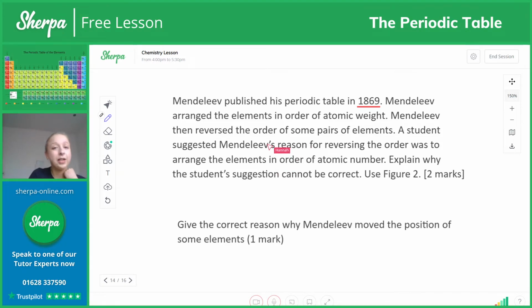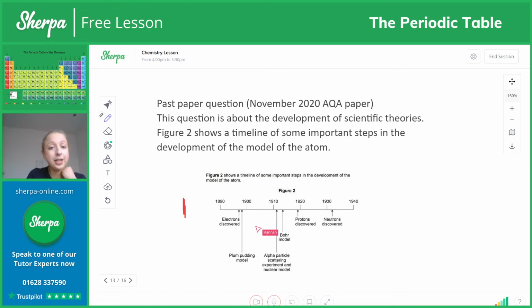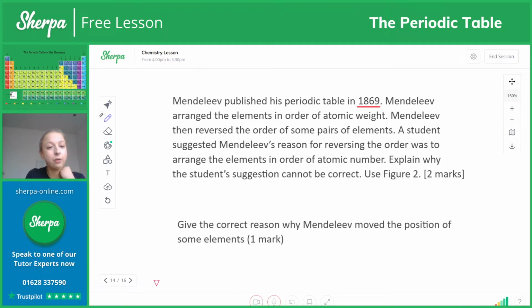So actually, that really wordy question, quite confusing sounding, all you actually need to be able to do is look at this figure, order some dates, look at this timeline, and figure it out. You also need to know what atomic number means. So that's a key definition there to always have in your brain.